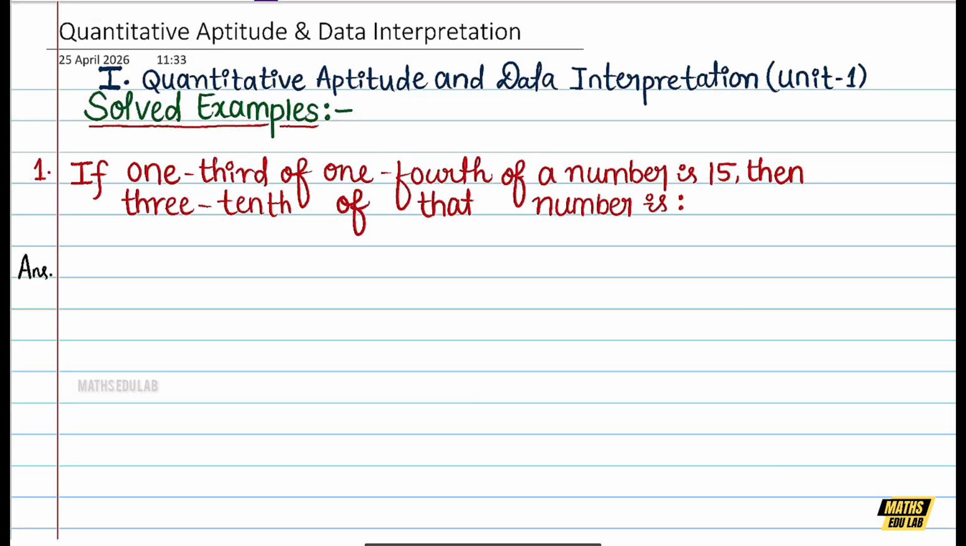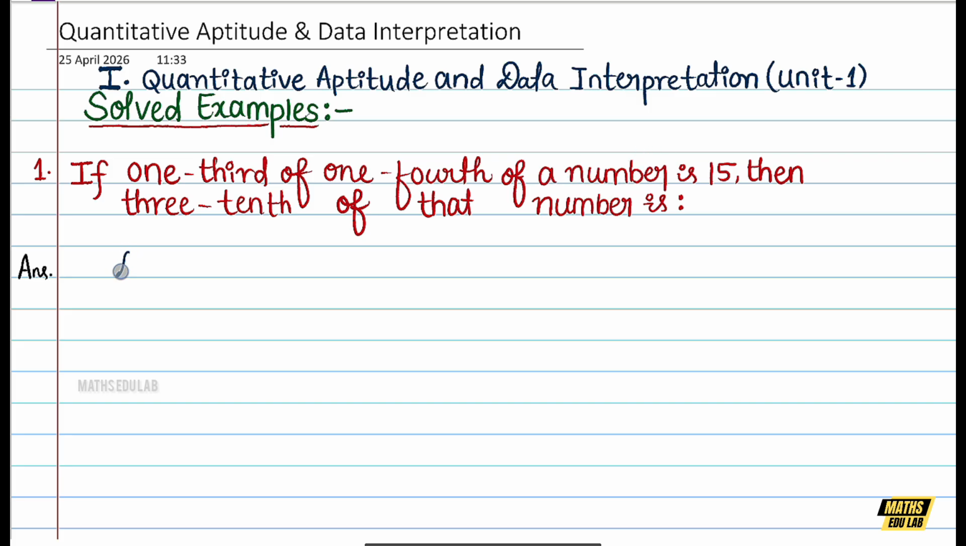So here are some examples which are given in that particular book. Let's start solving these examples. If 1/3 of 1/4 of a number is 15, then 3/10 of that number is? Here it is given 1/3 of 1/4 of a number. Of a number means we don't know the value of that number.